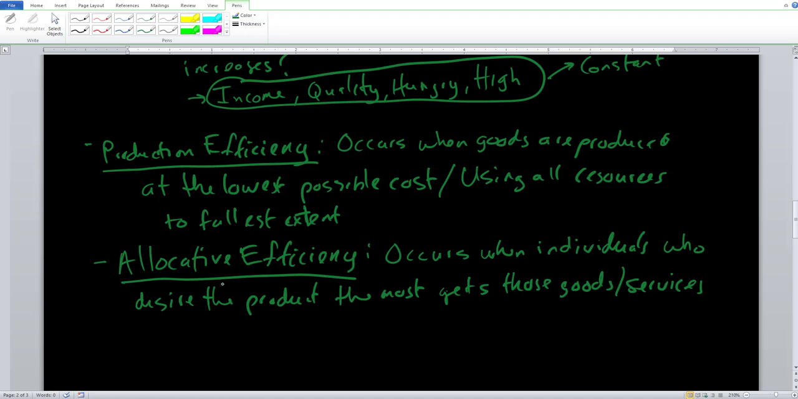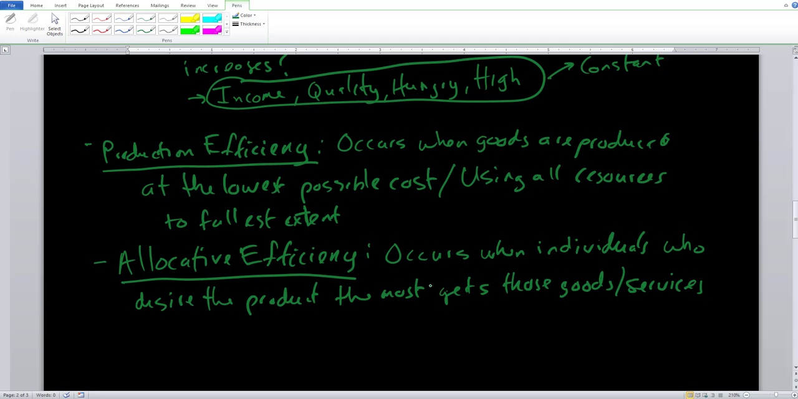So an example of allocative efficiency: suppose that there's about 100 of us taking this class. And suppose that I have one Miami Marlins baseball ticket. In order for us to have allocative efficiency, what do we need to do? I would ask all of you, who here likes the Marlins the most? And knowing the Marlins, none of you would probably raise your hand. So suppose that I like the Marlins the most for some strange reason.